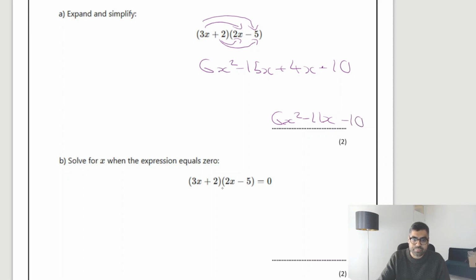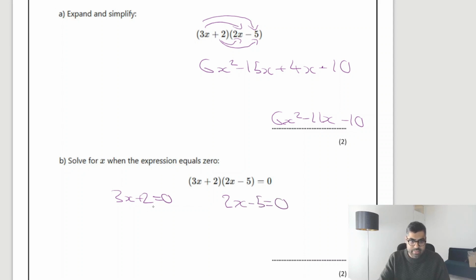That's 2 marks. Now, for part B, we've got the exact same 2 brackets and it's equal to 0. So usually we're given a quadratic. We then have to factorize up to this point. And to solve it, we're at this stage here. But in this case, we're just doing the final step. So one of these brackets has to be equal to 0 in order for when we multiply it together, our answer to be 0. So we're going to have 3x plus 2 equals 0. And then we're going to have 2x minus 5 equals 0.